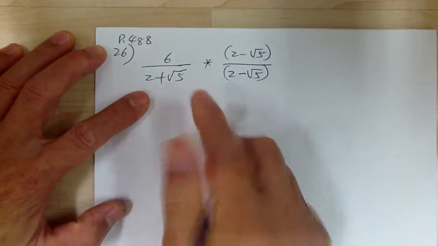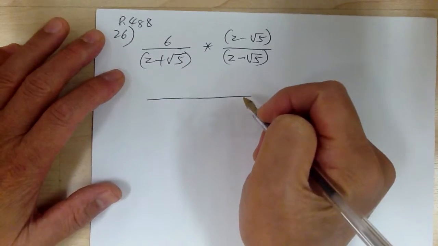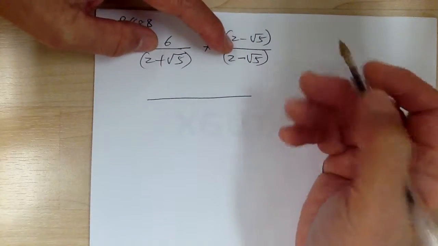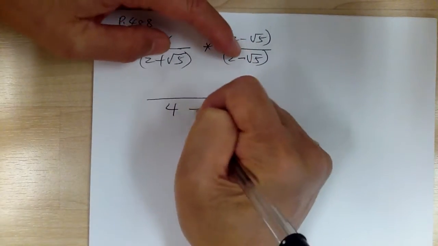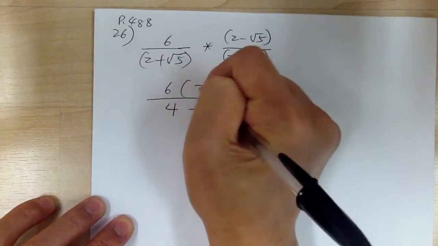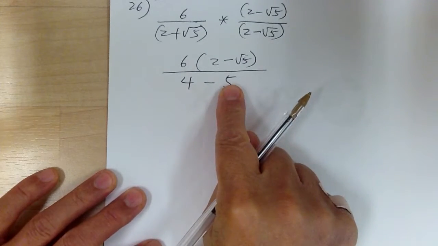Now when you multiply by the conjugate, don't multiply on the top because you're going to end up with a mess and you're going to get stuck. You always do the bottom first. So conjugate, so this is 4 minus 5, and on the top you get 6 times 2 minus square root of 5. And so this will give you a negative 1.